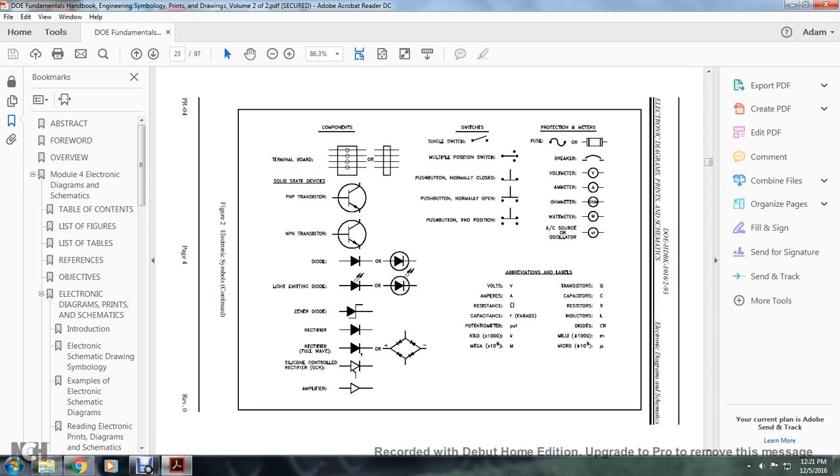Light-emitting diode is a triangle with a slash and two rays, or a circle with a triangle with a slash and two rays. Zener diode is a Z shape with a triangle filled in. Rectifier is a triangle with a flat line. Full wave rectifier is a triangle filled in, or what looks like a diamond with different arrows running the different paths from positive to negative.